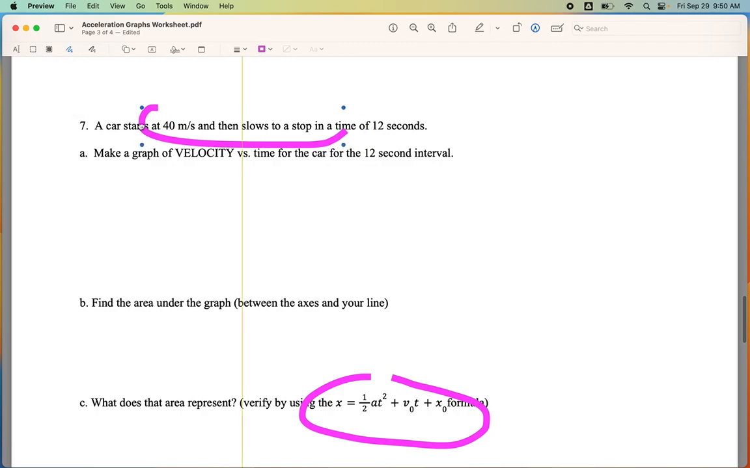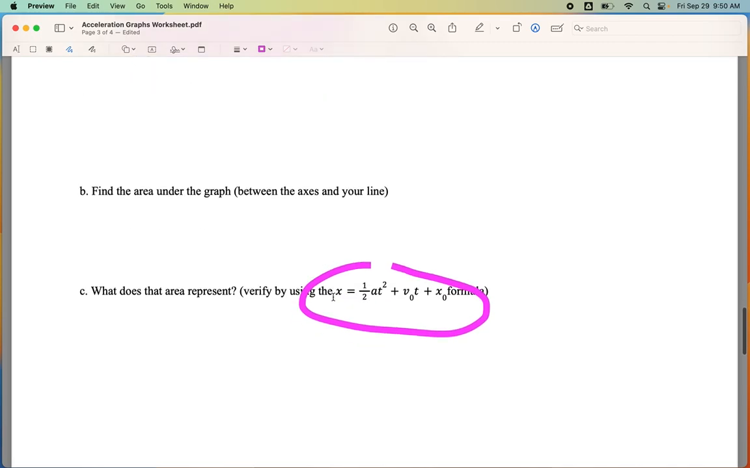So you will have an initial velocity of 40 meters per second, so that does need to go inside of here, and your acceleration will need to be negative inside of here. So just pay attention to those things.